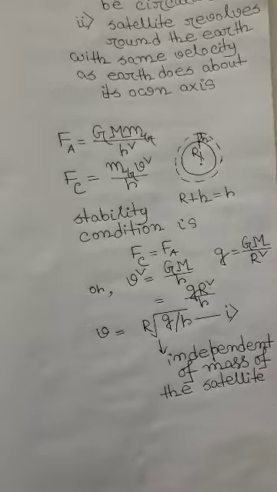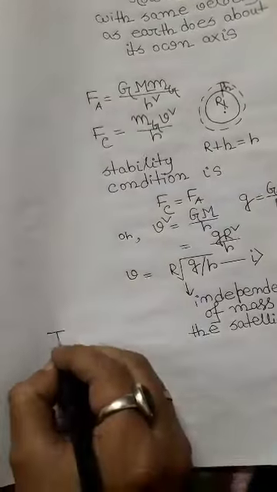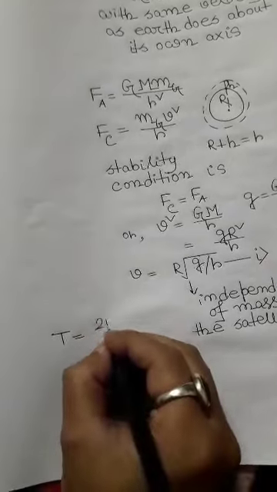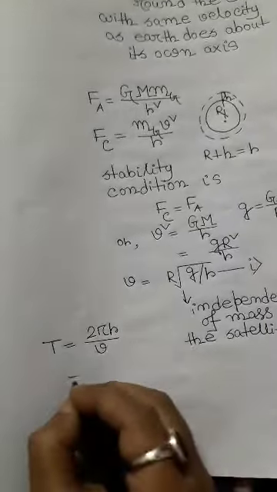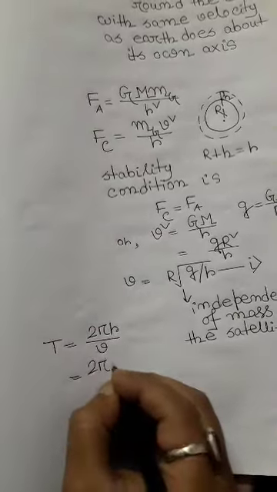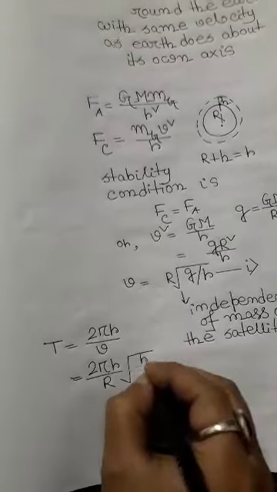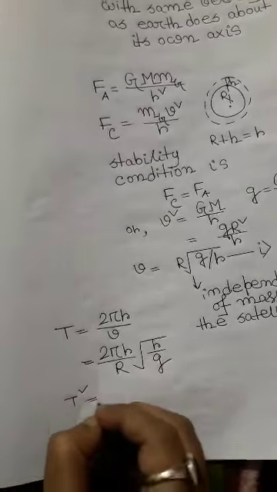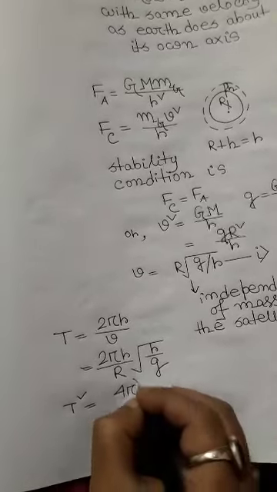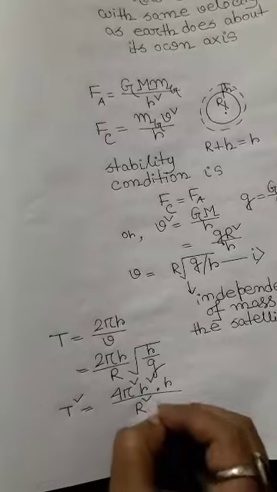Again, how do we find out the time period of revolution? We all know that time period of revolution is the circumference of the orbit divided by velocity. Now what will be my v? My v will be this. So if we substitute, we get this expression. Now if we take square, then what do we get? 4 pi square into r cube by capital R square g.